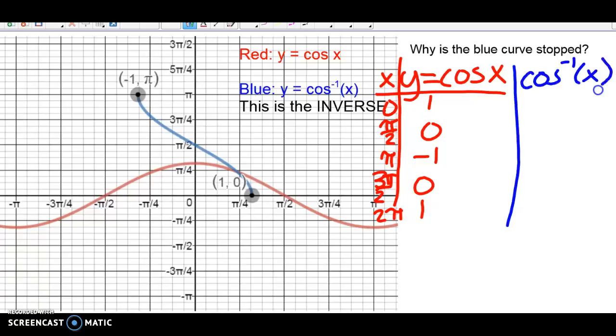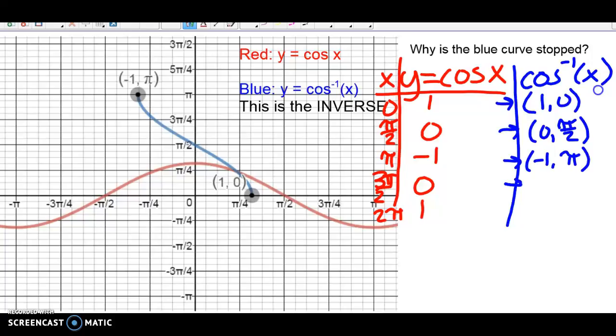all I would do is switch my x and y values. So I'm going to write these as ordered pairs. I'm going to have 1, 0. I'm going to have 0, pi over 2. I'm going to have negative 1, pi. I'm going to have 0, 3 pi over 2. And we have 1, 2 pi.